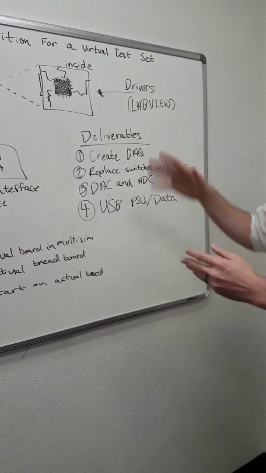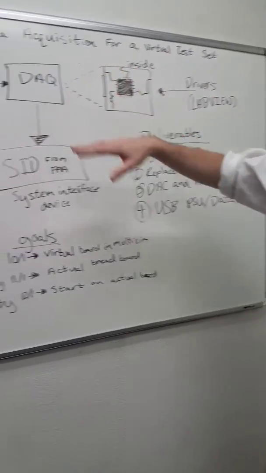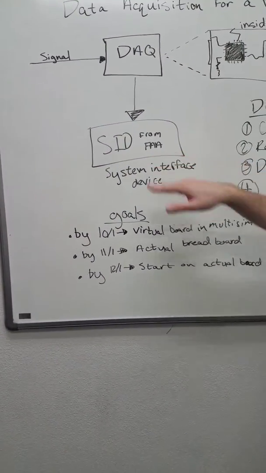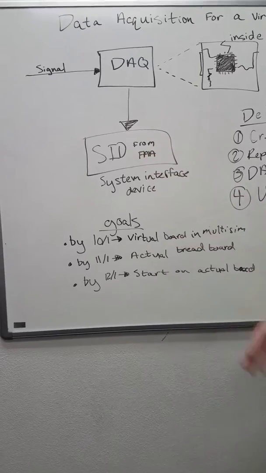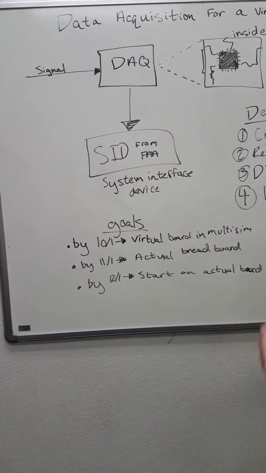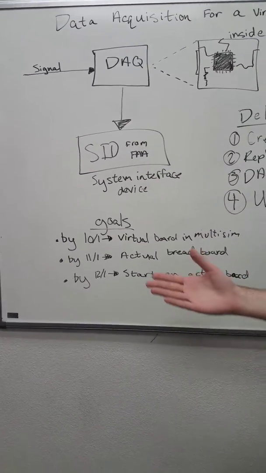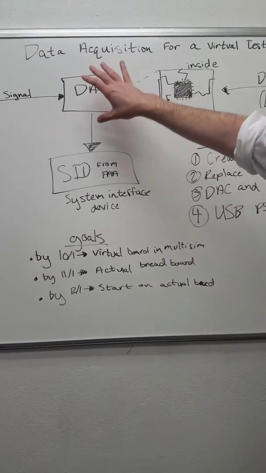So once that's done, it goes into a system interface device provided by the FAA, and that system interface device will interpret that for their uses. What those uses are, we're not sure. They just want us to do this.